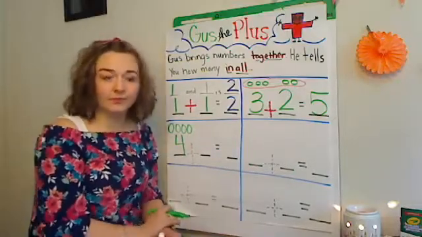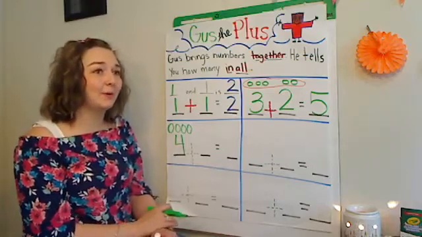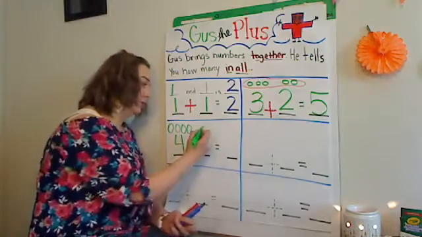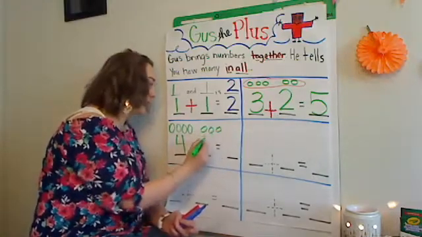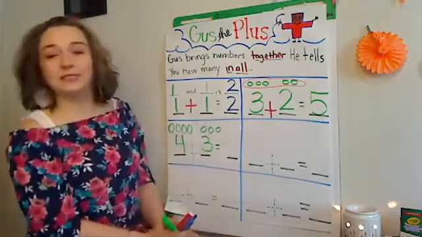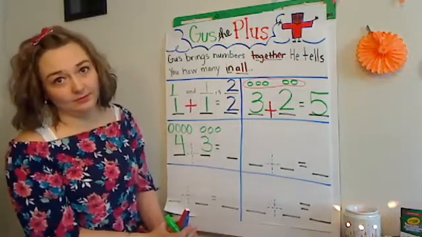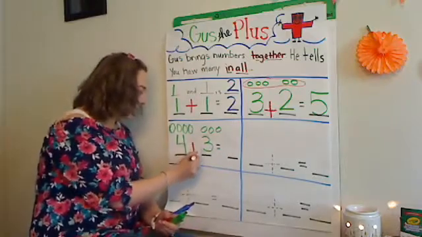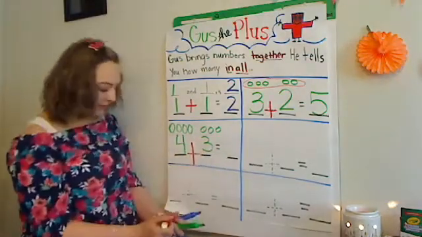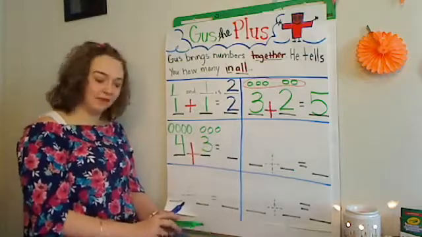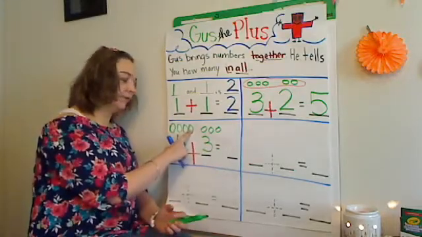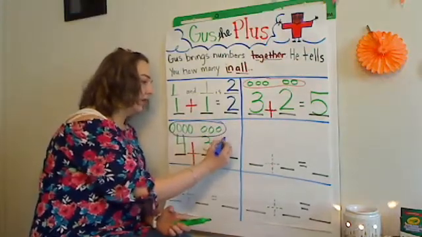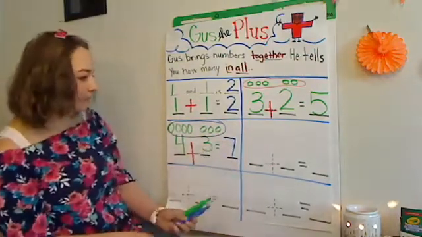Well, he not only has 4 bones downstairs, but he also has 3 more bones. 1, 2, 3. 3 more bones in the backyard. So how many bones does he have altogether? Well, Gus the Plus is here to bring them together. Here we go. And tell us that we have 1, 2, 3, 4, 5, 6, 7 all together. He has 7 bones.